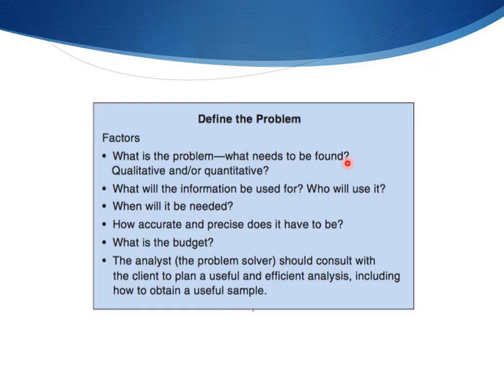So to an analytical chemist, you can have different kinds of clients. For example, your client can be the Environmental Protection Agency, or he or she may be a pharmaceutical chemist, or she may be your grandmother. So you must first know what the problem is and what needs to be found, and also whether you want to do qualitative analysis or quantitative analysis, depending upon the requirement of your client.